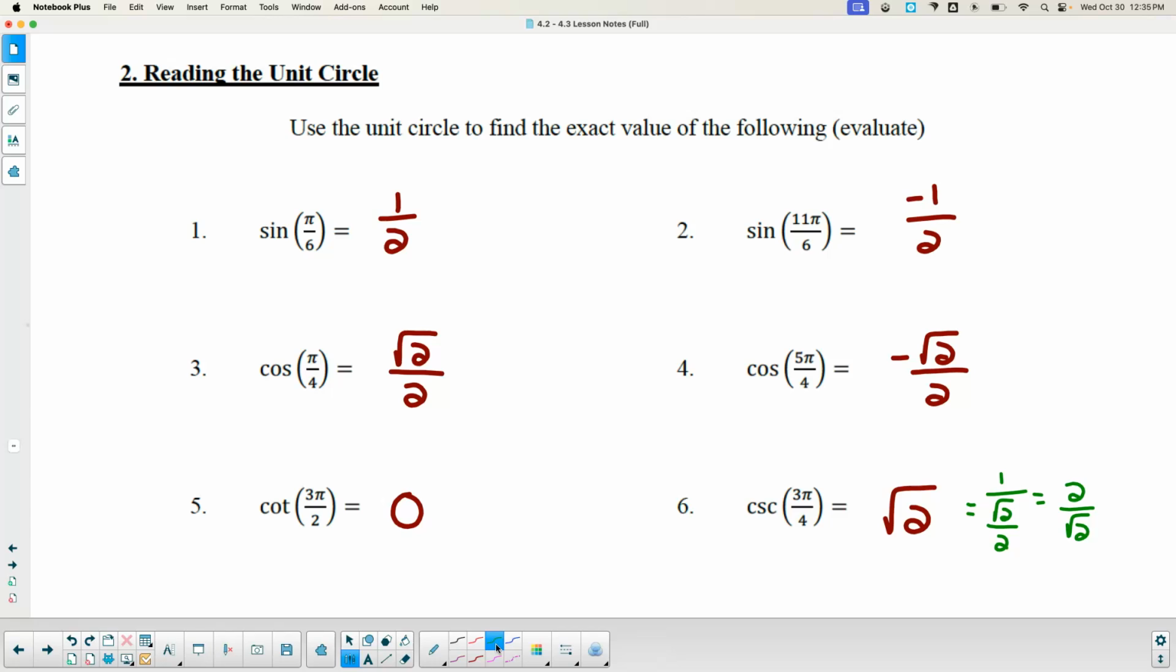Right? Now, if you were paying attention to me yesterday, I said on the unit circle, we rationalize all of our denominators. Okay? So I don't like this one, so I've got to multiply it by the square root of 2 over the square root of 2. It would be 2 square roots of 2 over 2. Which both outside 2s then would cancel each other out, leaving me just with the square root of 2.